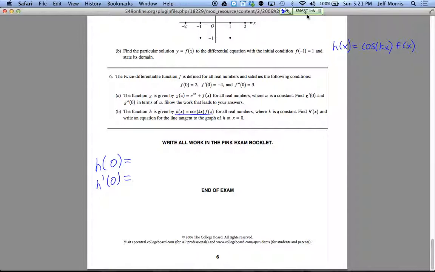Even if you can't do the derivative, and you're like, oh, I don't know how to do the derivative of that because it's product rule and chain rule combined, I can at least do h of 0 and get 1 point.